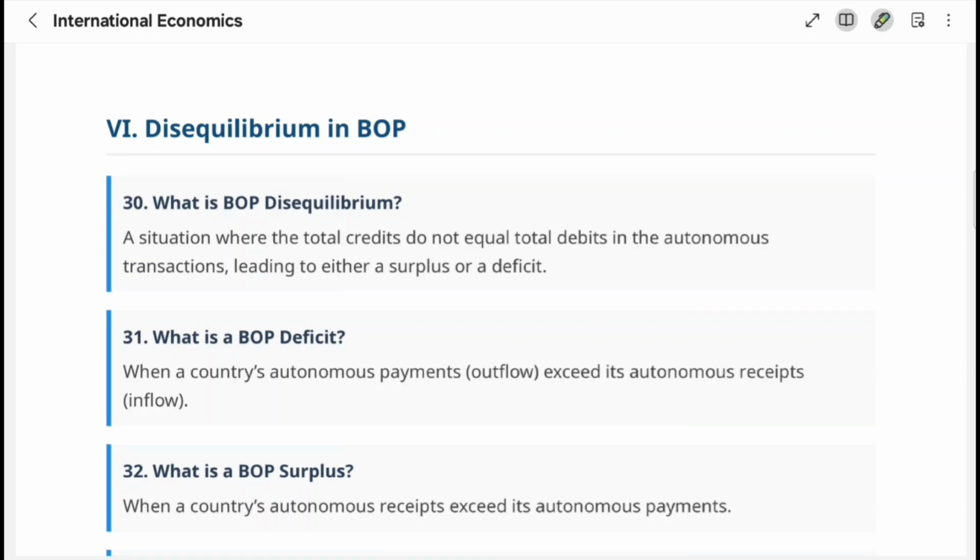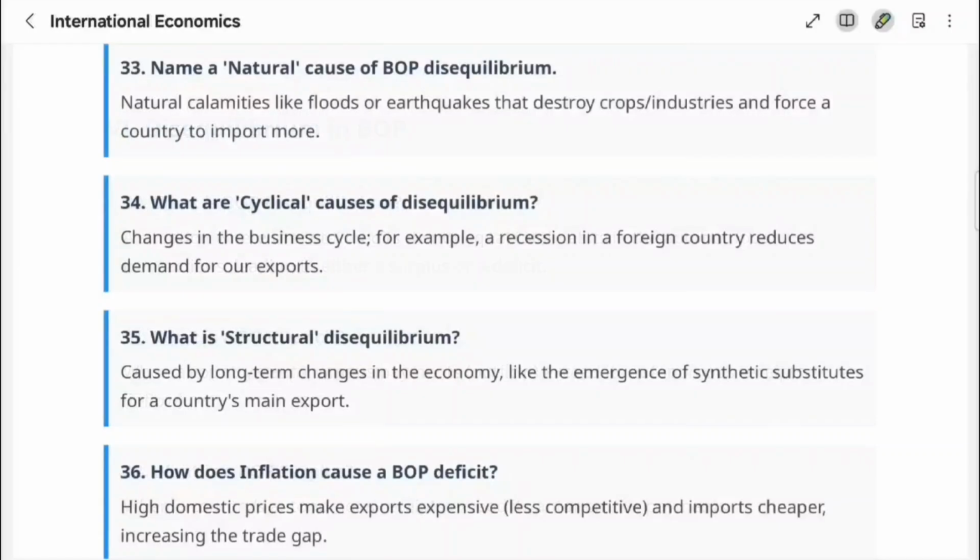Question 30. What is BOP disequilibrium? A situation where the total credits do not equal the total debits in the autonomous transactions, leading to either a surplus or a deficit. Question 31. What is a BOP deficit? When a country's autonomous payments exceed its autonomous receipts, it is known as a BOP deficit. Question 32. What is a BOP surplus? When a country's autonomous receipts exceed its autonomous payments.